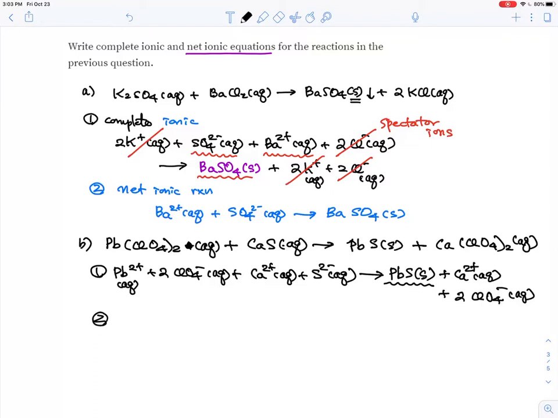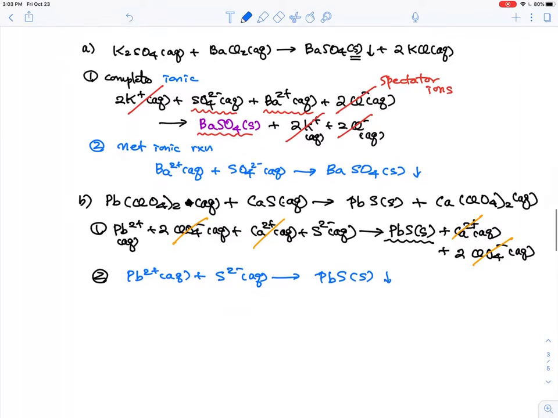And then if you start to get rid of the spectator ions, you see the spectator ions are ClO4 minus and the calcium 2 plus. So therefore the net reaction here is Pb 2 plus aqueous, S 2 minus aqueous. Then they meet, they form this insoluble product, precipitate. So that's a net ionic reaction.